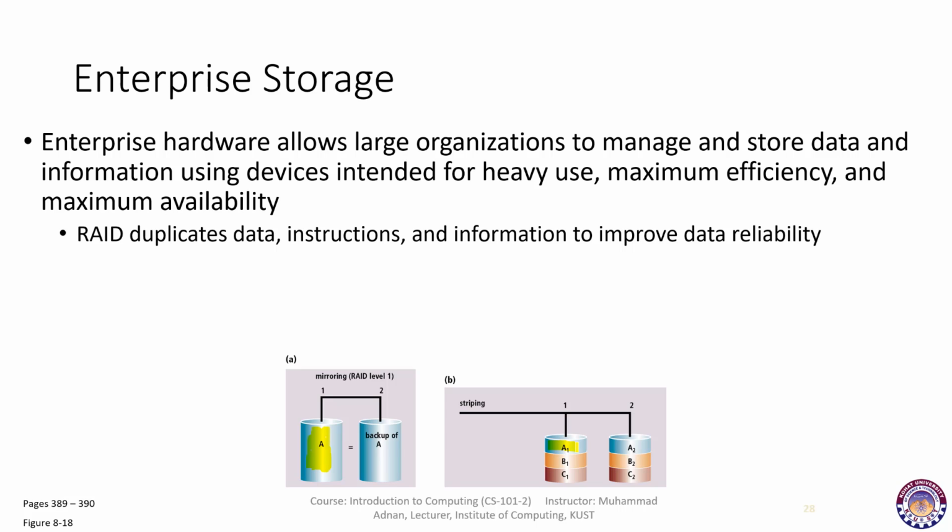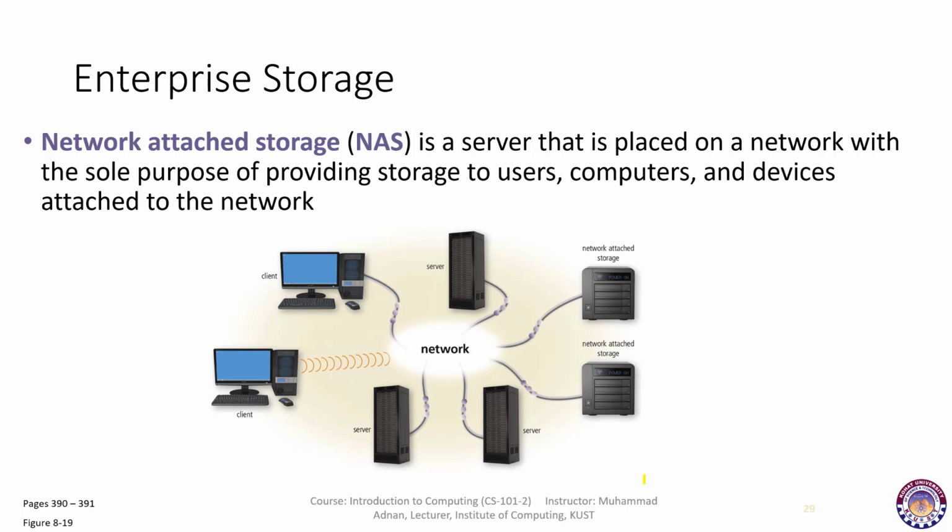So we have strip 1, strip 2, A1, B1, C1, and a copy of these are made on another disk, or another disk can be an independent disk, and the data you can use for backup purposes. It's up to you, and you even cannot use it for backup purposes.